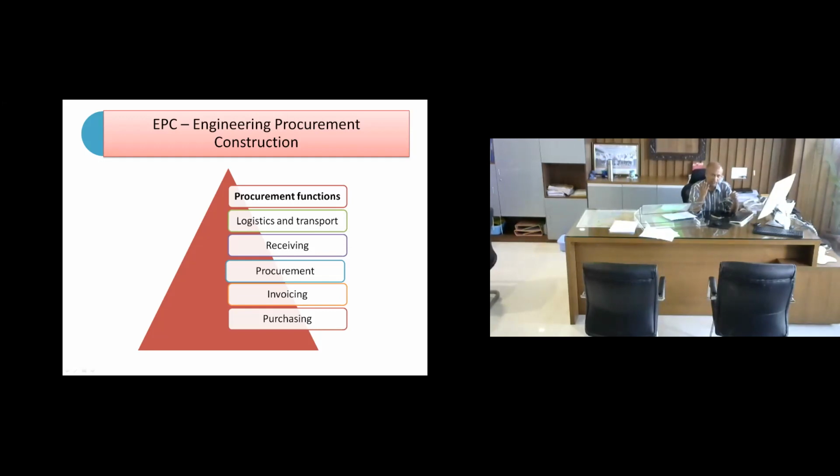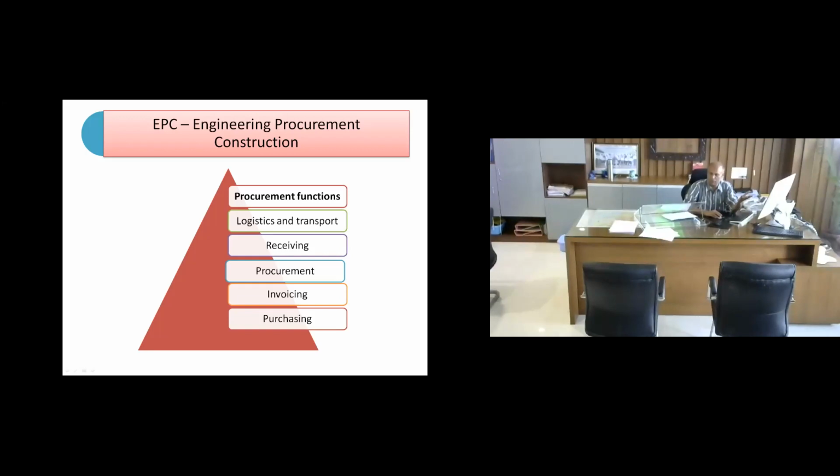Because EPC is something where you agree for a certain amount and the agency agrees for doing a certain work for you. And that work has to be defined very well. So these are the procurement functions, like he will buy material for you from somewhere.